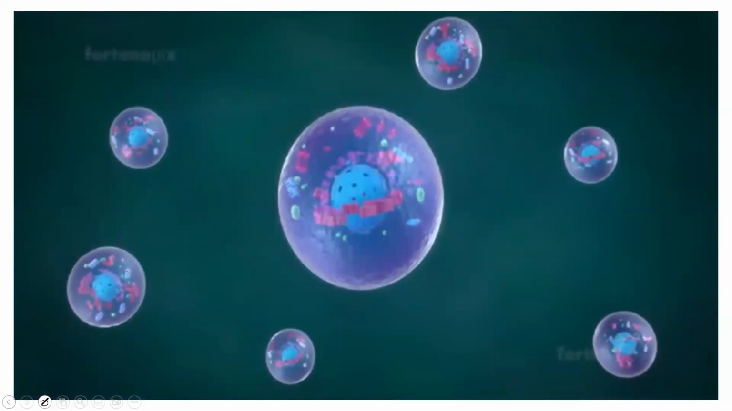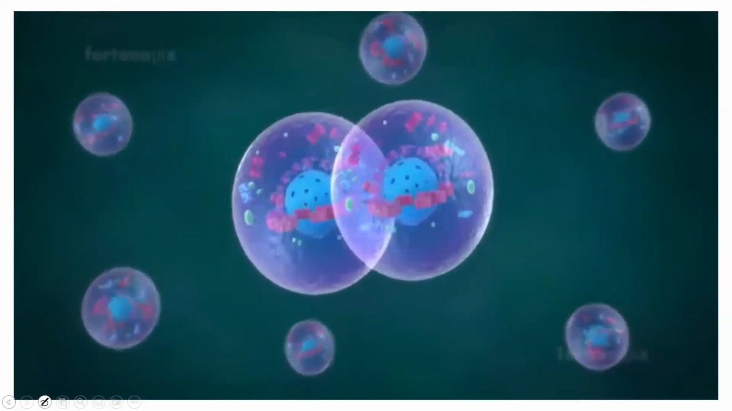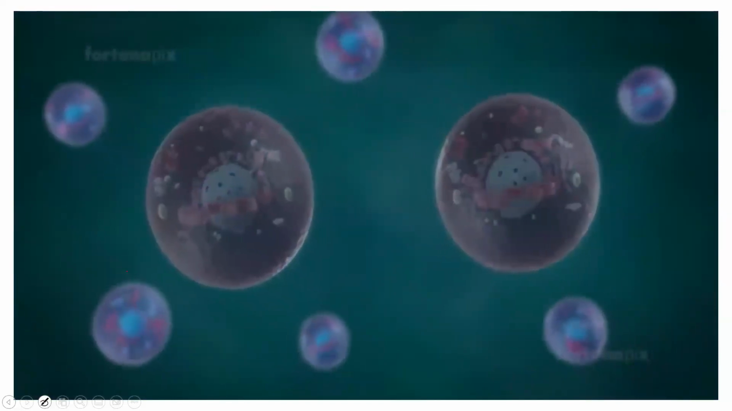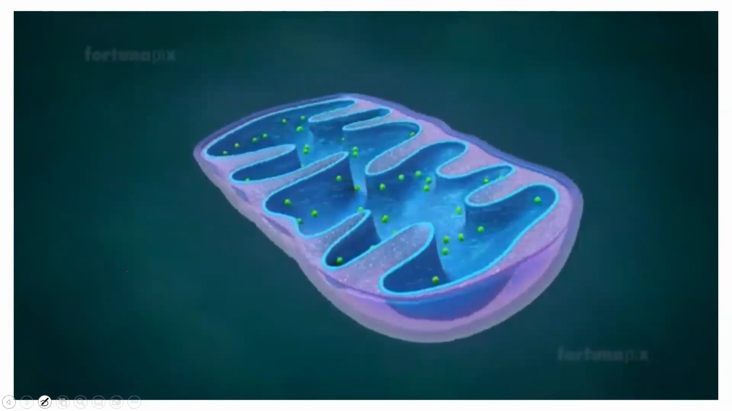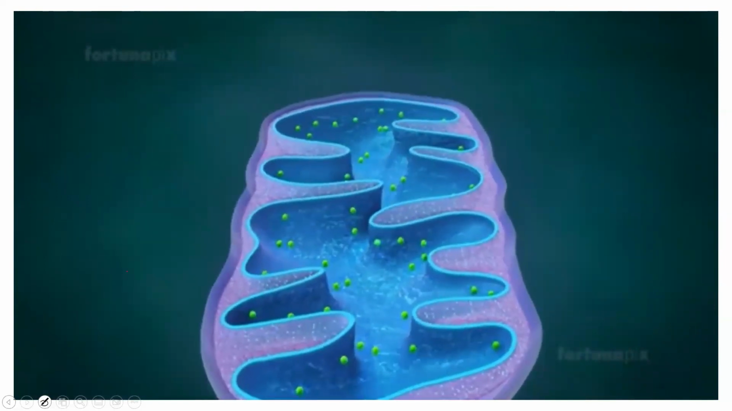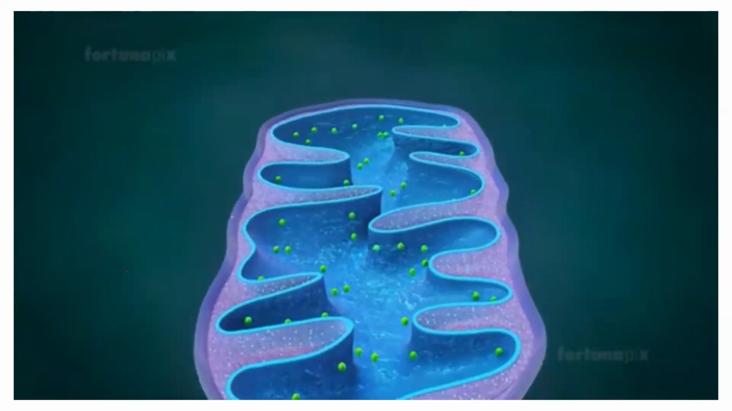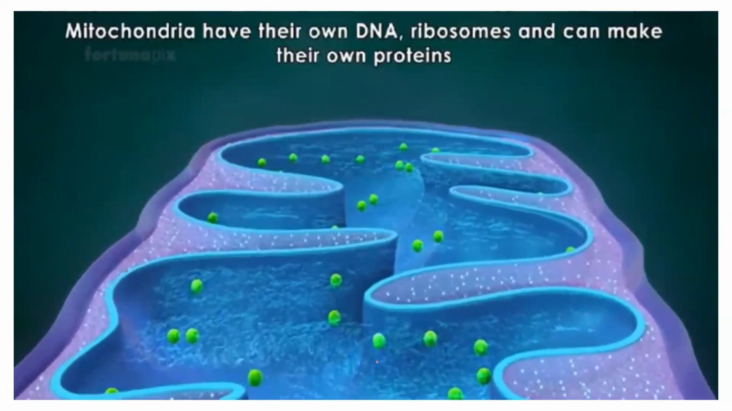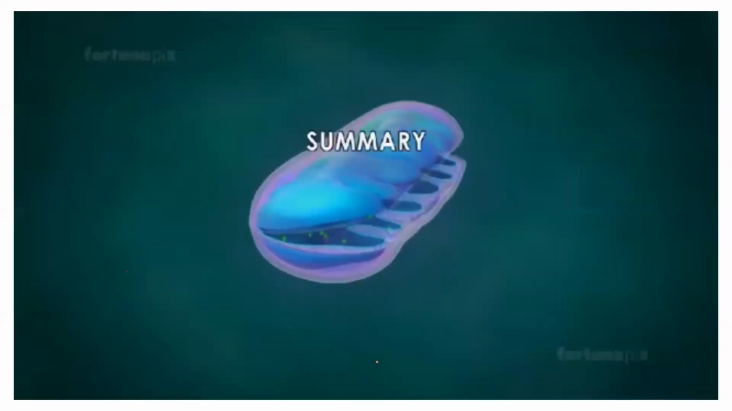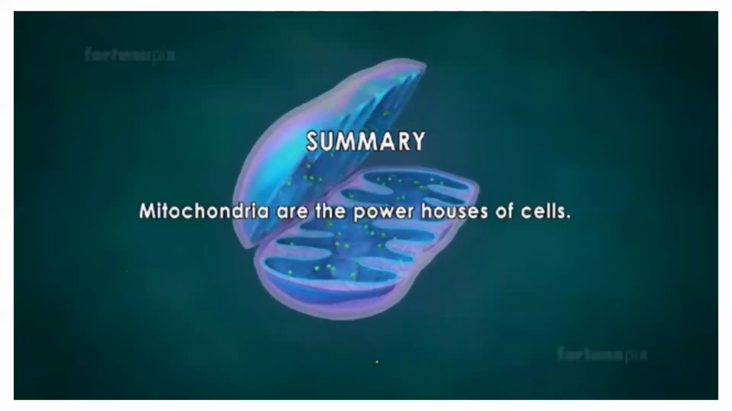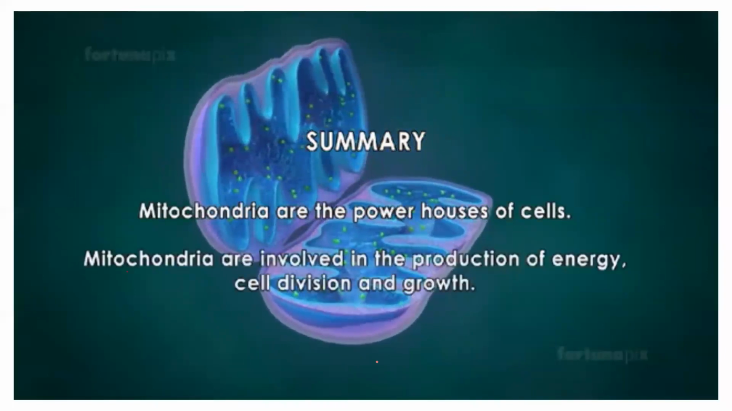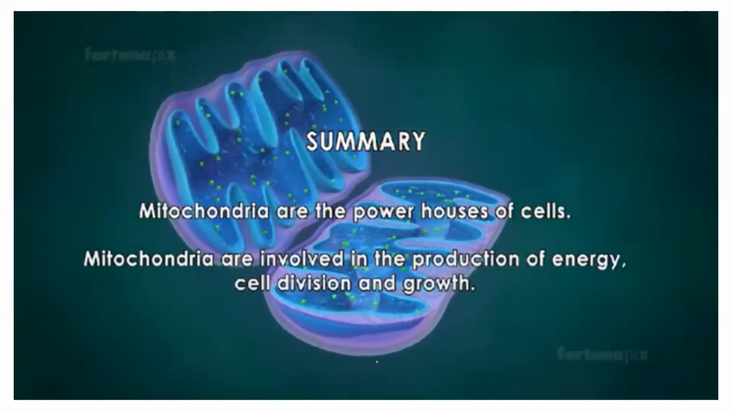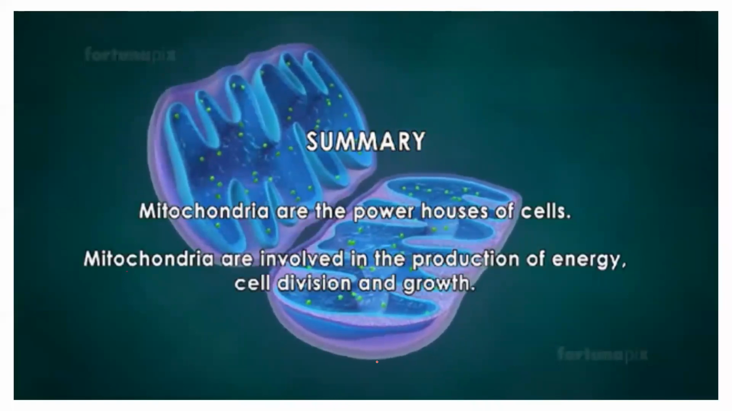Mitochondria are also involved in other cell processes, such as cell division and growth, as well as cell death. Mitochondria are semi-autonomous. They are partially dependent on the cell to replicate and grow. They have their own DNA, ribosomes, and can make their own proteins. Summary: mitochondria are the powerhouses of cells. Mitochondria are involved in the production of energy, cell division, and growth. Okay? So that is the part and function of the mitochondria.